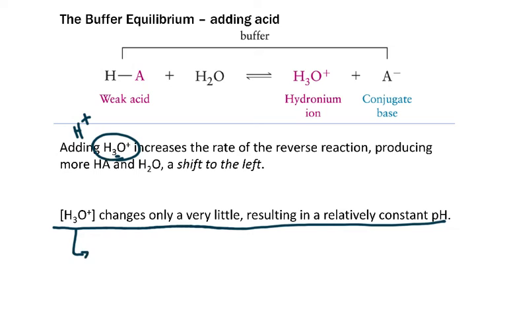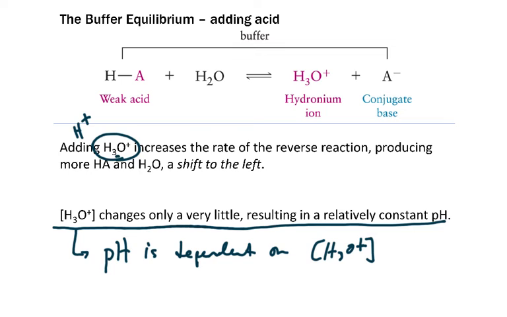And remember, pH is dependent on H3O plus concentration, right? So all this is to say, if you add acid, H3O plus, it will basically get used up and turned into HA. And thus, pH does not change very much.